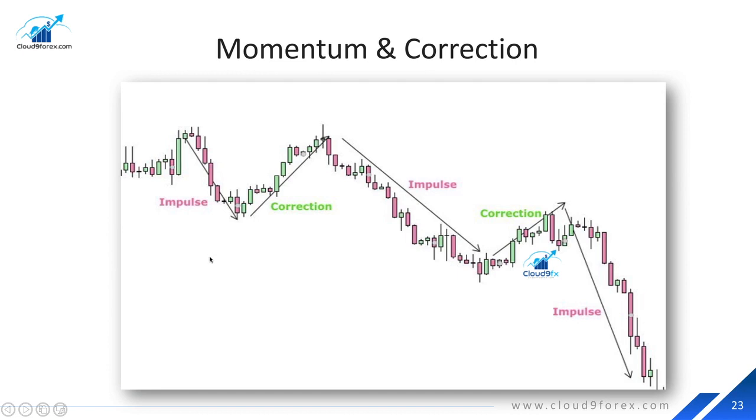So momentum and correction. So we have our impulse down, our selling momentum, then we have a correction. Then we have our impulse down, which is our selling momentum. Then we have a correction and a pullback. Okay, so price exhausts and keeps going down. So we call this impulse and correction.